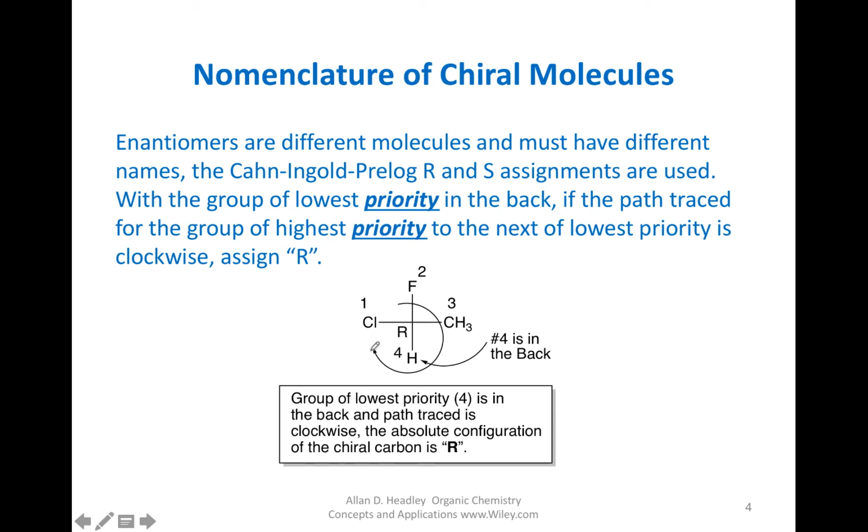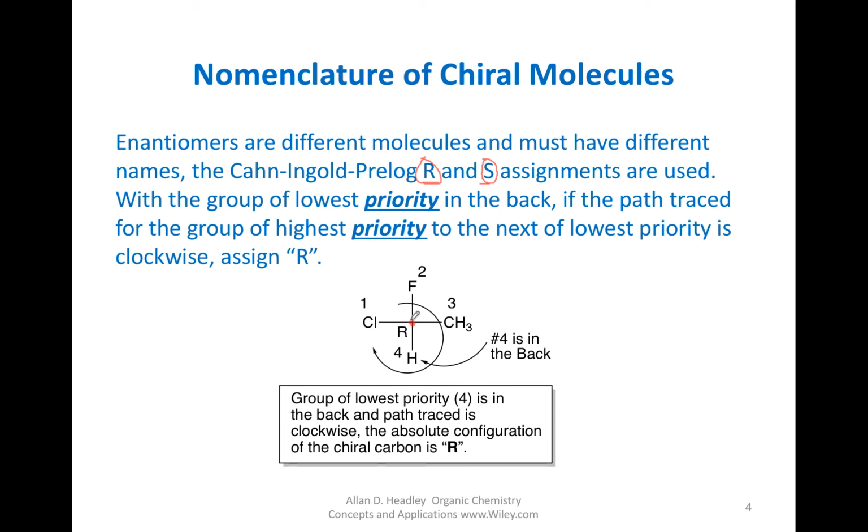This naming system was devised by Cahn, Ingold, and Prelog, and it's called the R and S assignments, or absolute configuration. Basically the R and the S assignment. As you can imagine, one enantiomer will be labeled as R, and the other enantiomer will be labeled as S. But how do we do that? Here's how it's done. Here's an example.